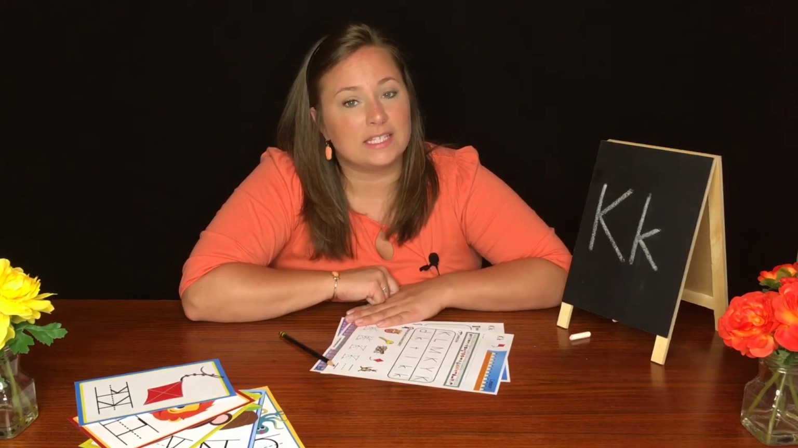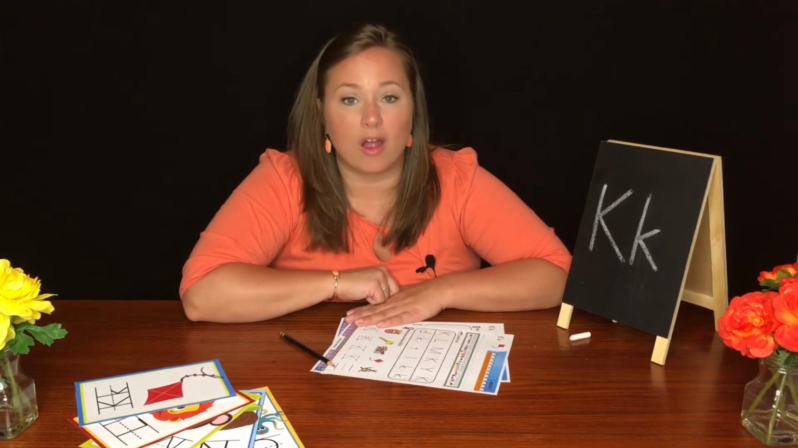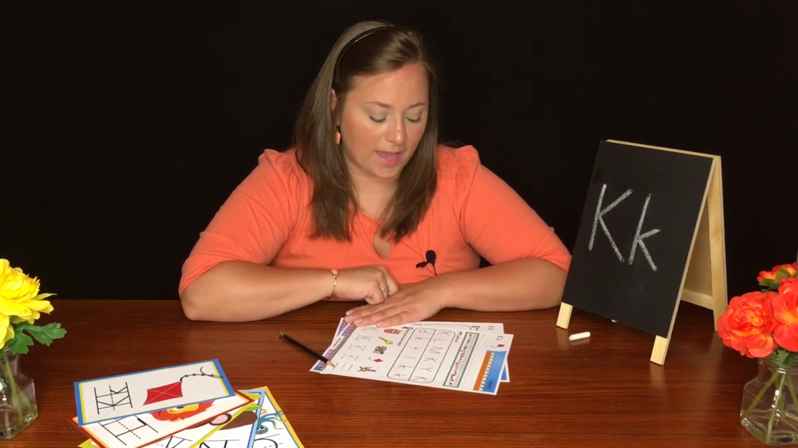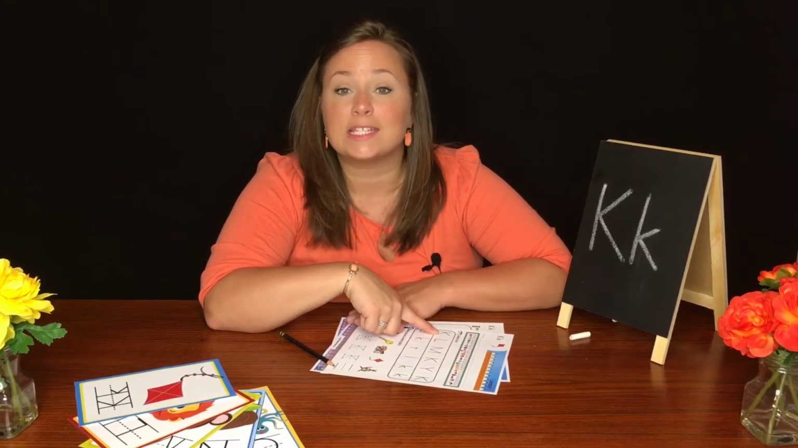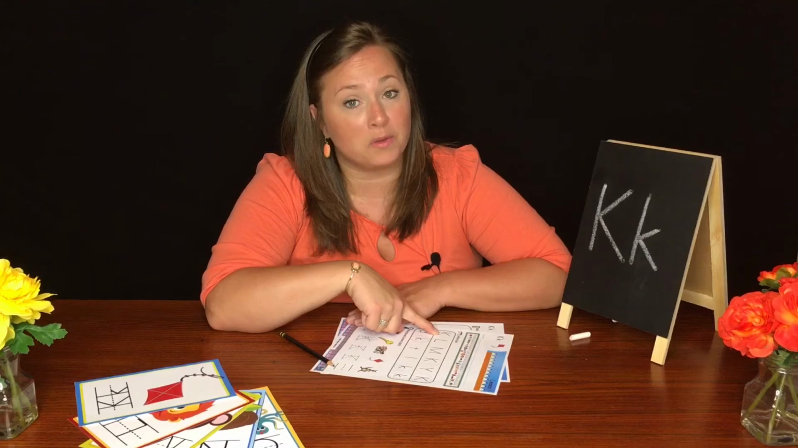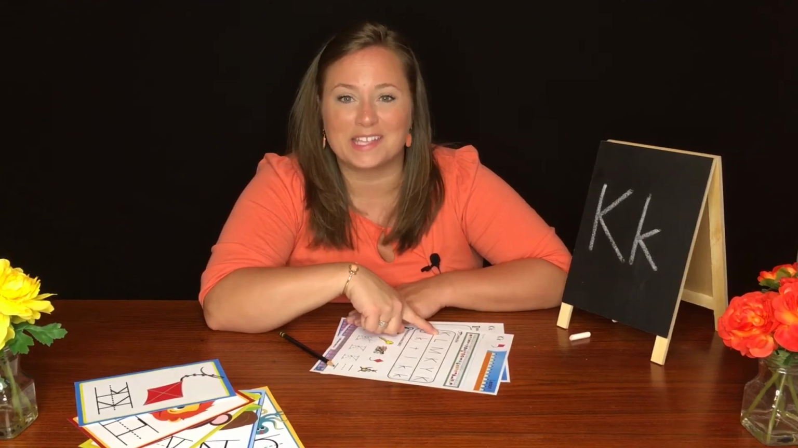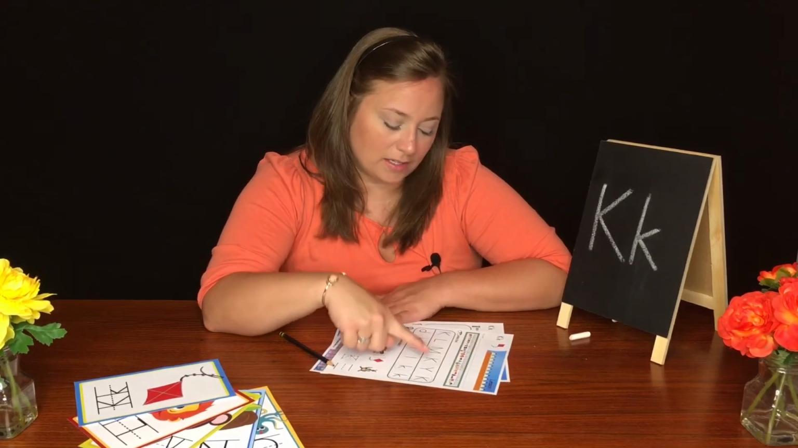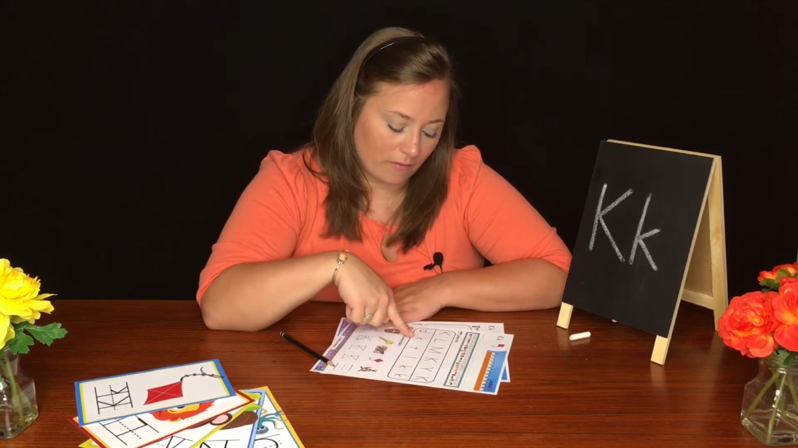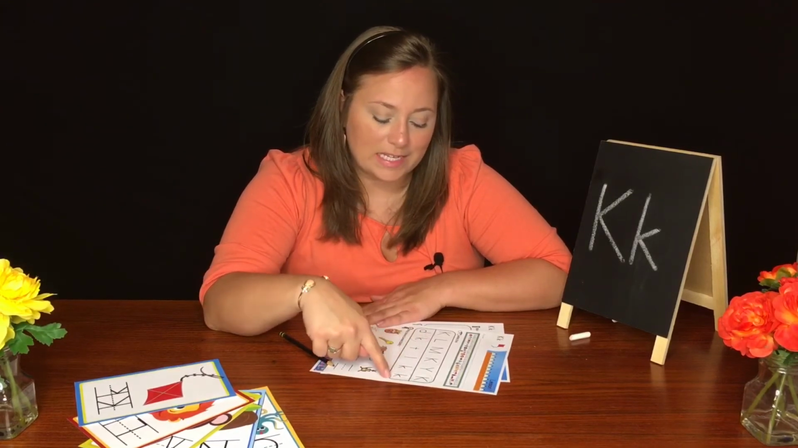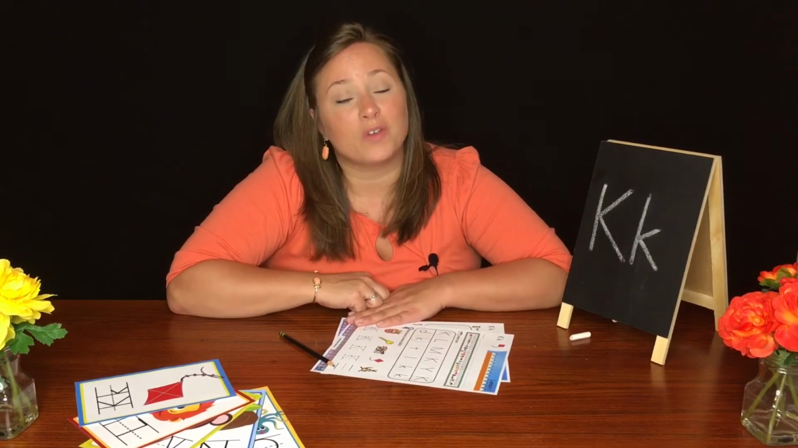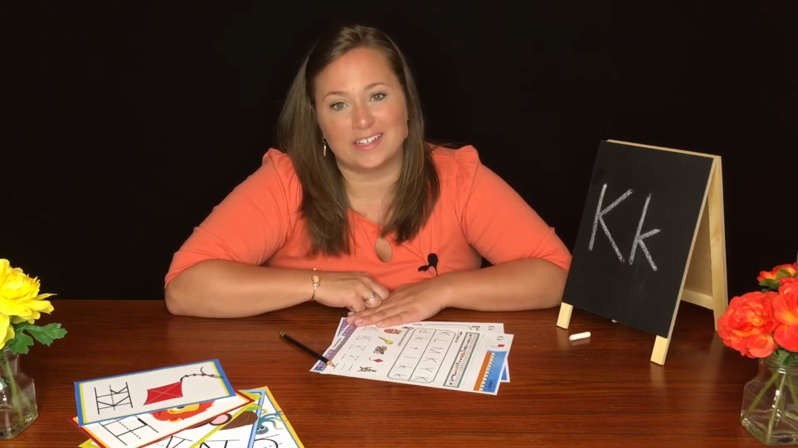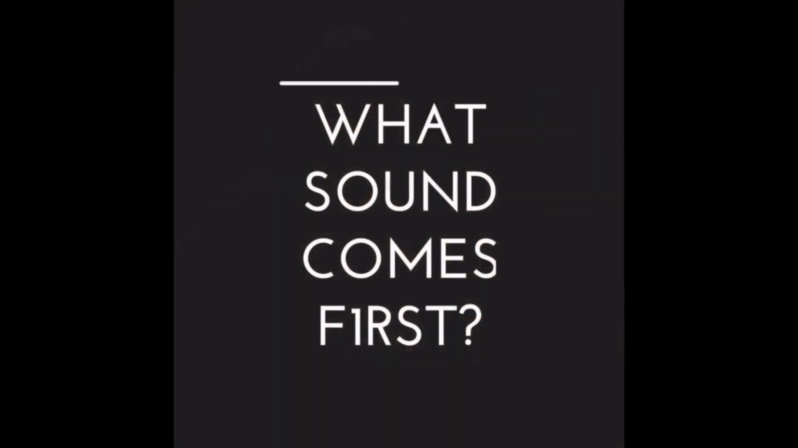Now, let's decide how many k's there are in total in the 2 rows together. Okay, so let's count. Put your finger on that very first capital K and let's count all the K's, the capital K's and the lowercase k's. Let's go. 1, 2, 3, 4, 5, 6. We found 6 K's in total in the first 2 rows of our letter find. Good job.